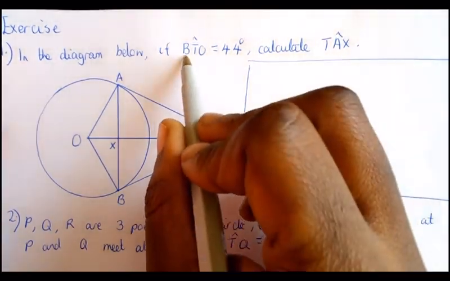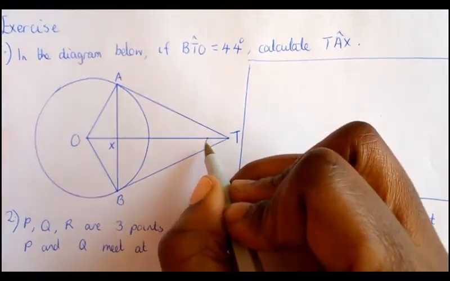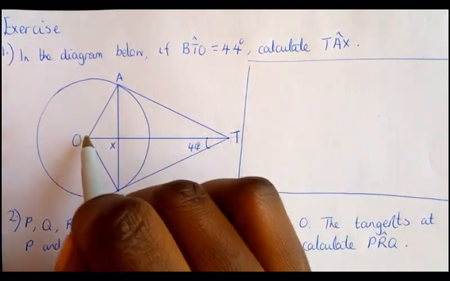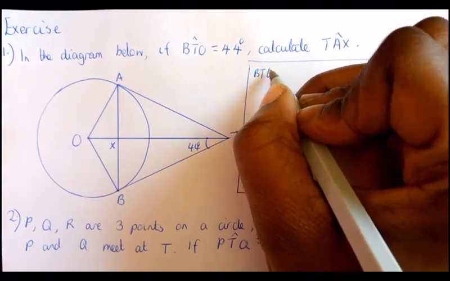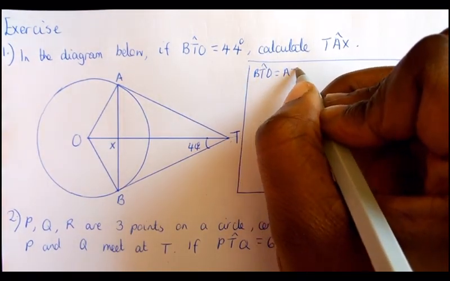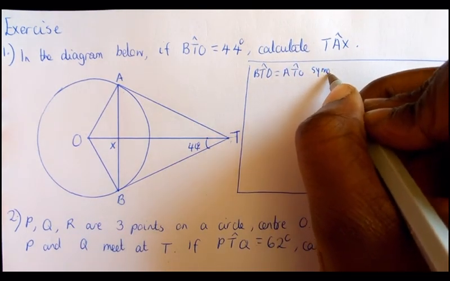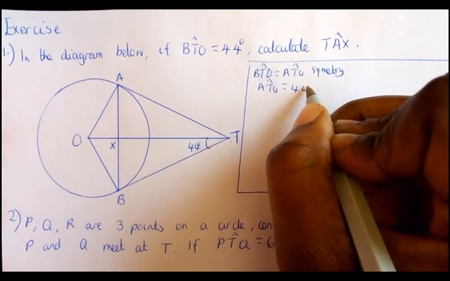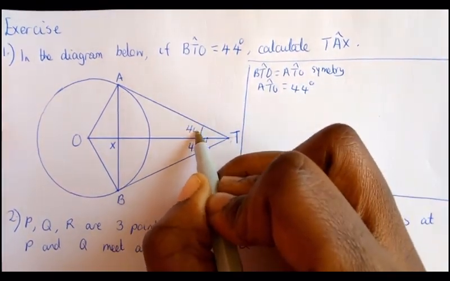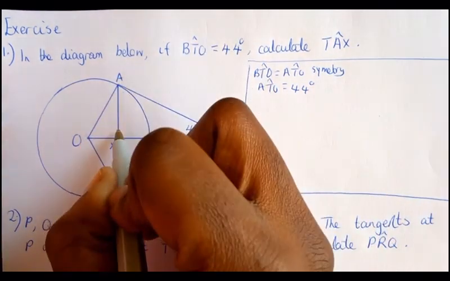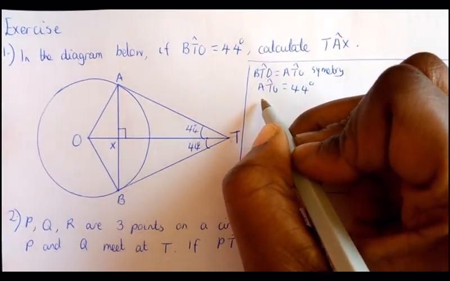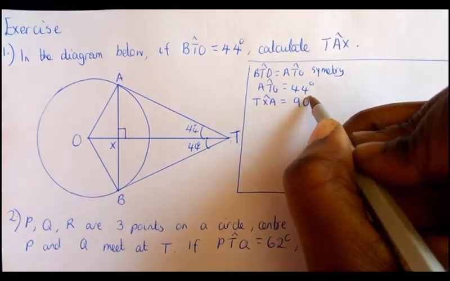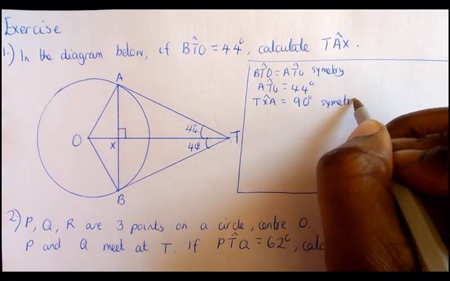Okay, so we are given angle BTO. This is 44 degrees, and we know that angle BTO is equal to angle ATO because of symmetry. So angle ATO is equal to 44 degrees. Here it is 44 degrees. And we know that angle TXA is 90 degrees because of symmetry.